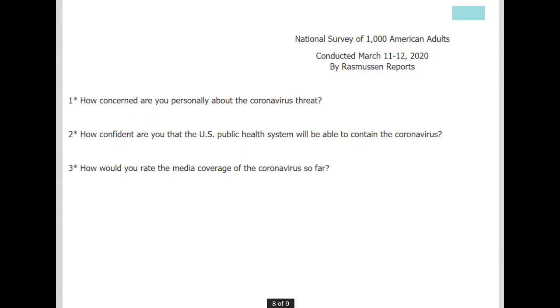So if you look at these and kind of analyze them for a little bit, I don't really see any place where it's really leading the reader one way or the other. It doesn't say, shouldn't we be confident that the U.S. public health system will be able to contain the coronavirus? It doesn't lead the reader. So that's really good. And it doesn't have 2 questions in one. If it said, how would you rate the media coverage of the coronavirus so far, and the way it's being handled? Well, that would be 2 different questions, so it's good they don't group more than one question inside of a question. So the questions aren't bad, they didn't really commit any wording bias that I can see.